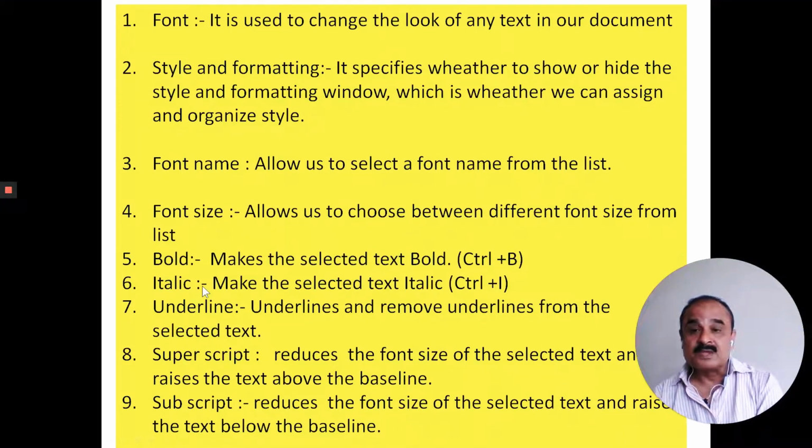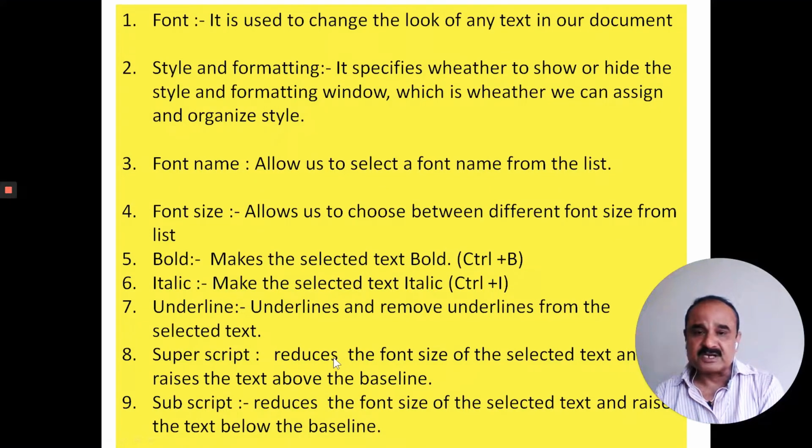Italic makes the selected text italic. We can also use Control I as a shortcut key. Underline adds or removes underline from the selected text. We can use Control U as a shortcut command.